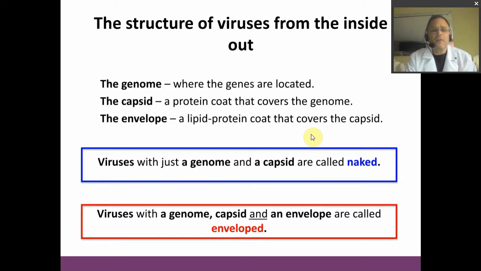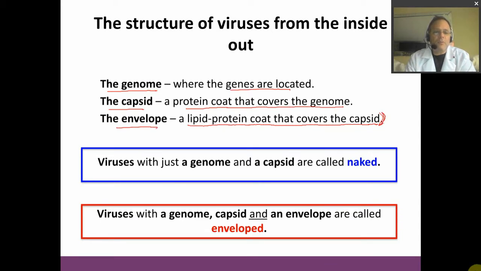So the structure of a virus from inside out. All right, so we got the genome. So that's the genes. So that's the DNA, sometimes might be the RNA. We have something called the capsid, and that's a protein coat that covers the genome. So it's going to protect it. And the envelope. Sometimes it has an envelope, and that's a lipid protein coat that covers the capsid, and this is a part that is stolen from the cell that it is exiting.